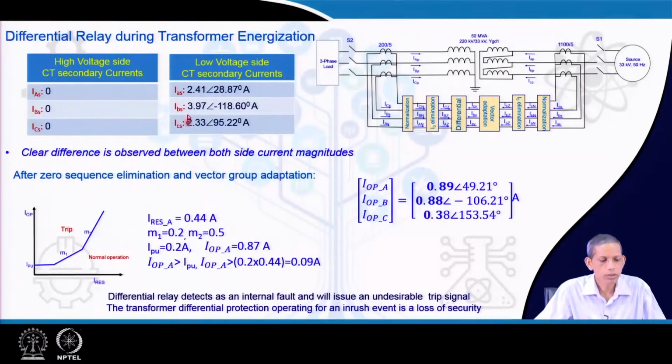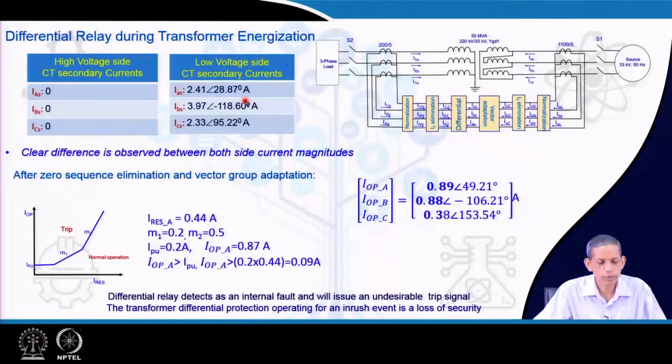Now, during transformer energization, let us take the example which we took in the earlier lecture also: 33 kV delta side, star side 220 kV, and this is the source side and this is the load side. The load is switched off, no load condition, and the transformer is energized, and then we take the different currents through the CTs, and process them for the differential relay operations.